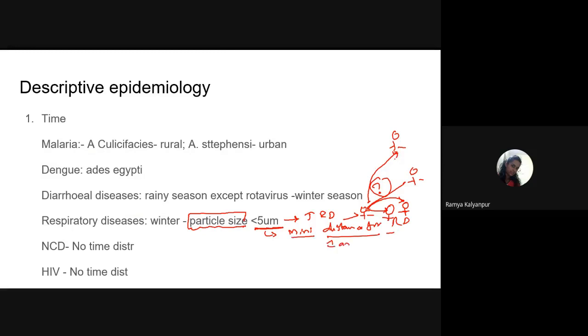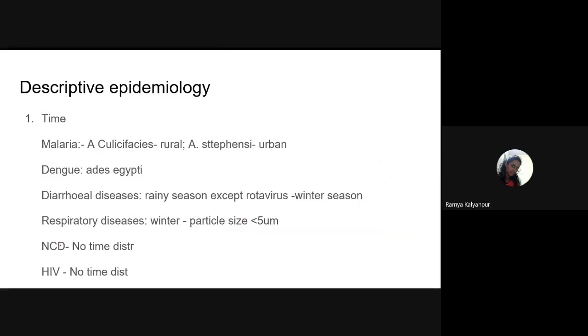One arm distance. Next, what about NCD, that is non-communicable diseases? Can you give examples for this? Diabetes mellitus, hypertension, cancer. So these are all examples of non-communicable diseases.